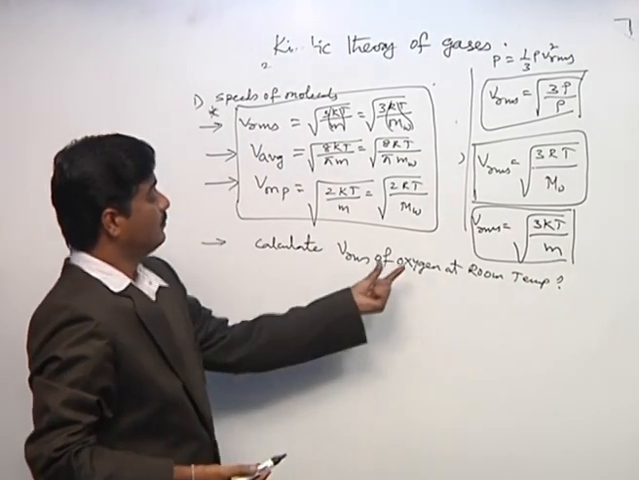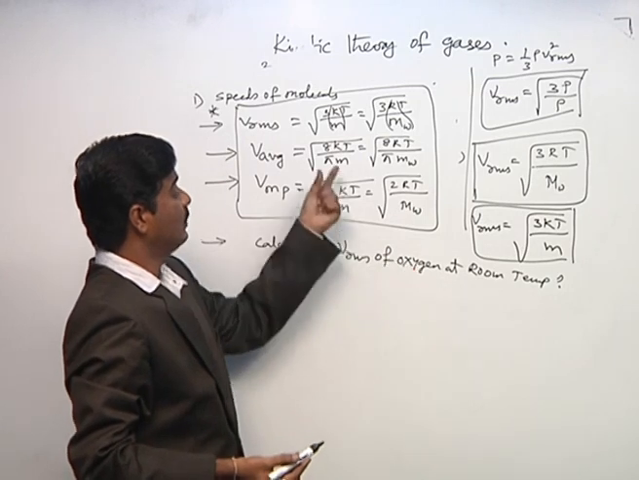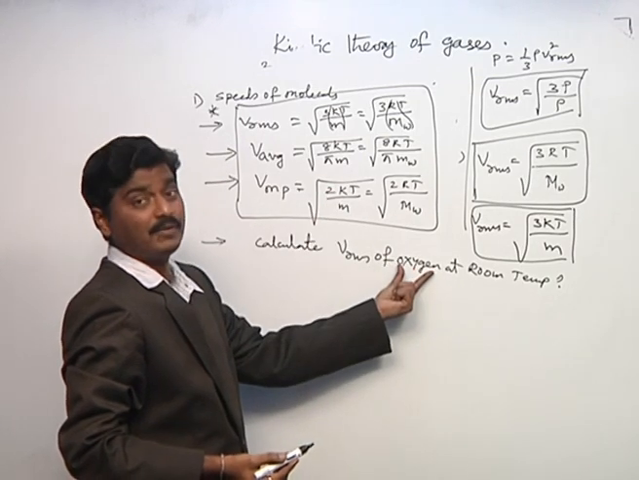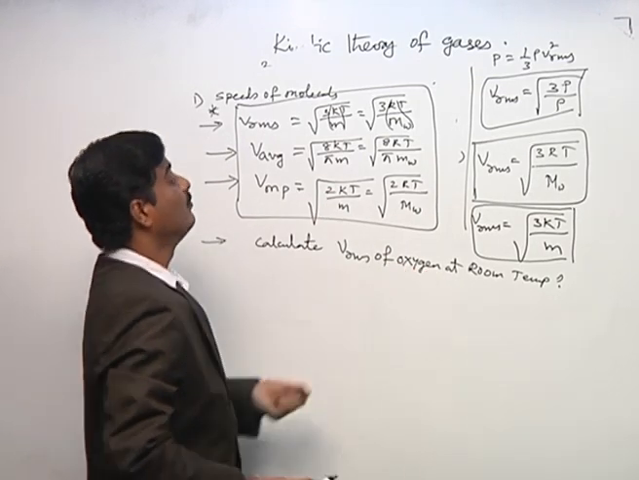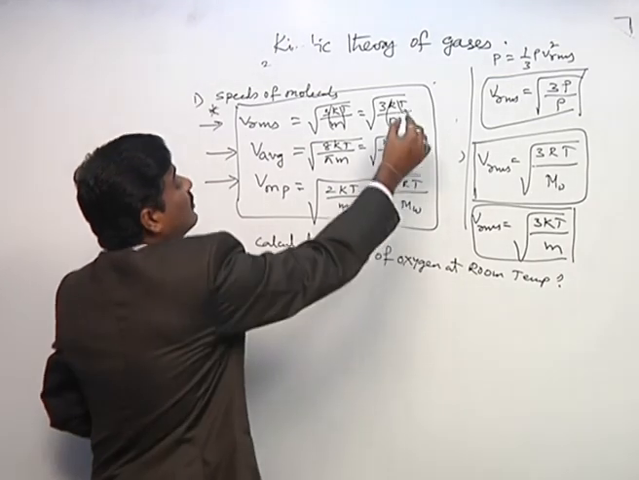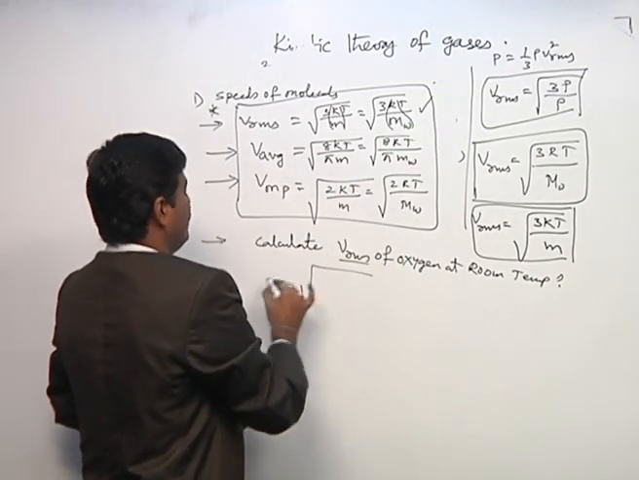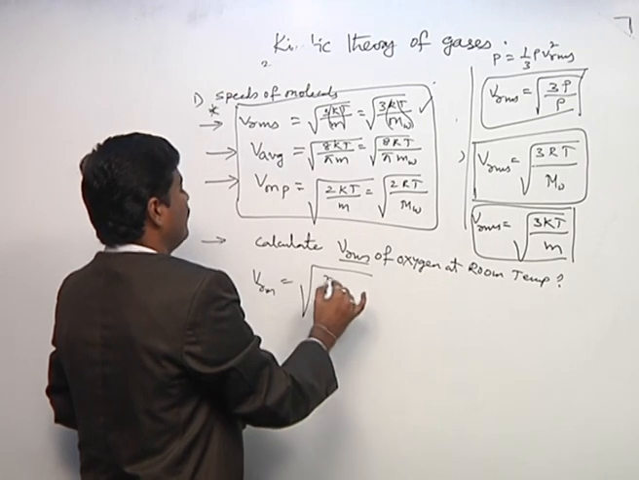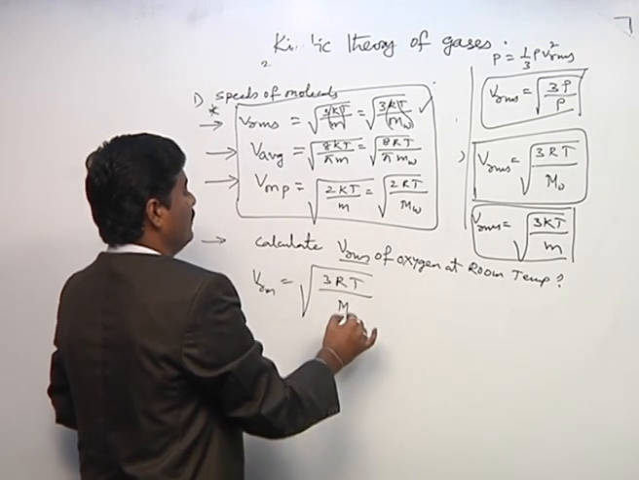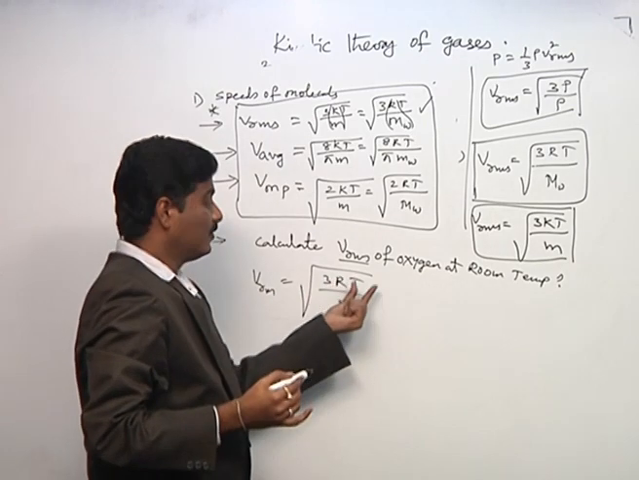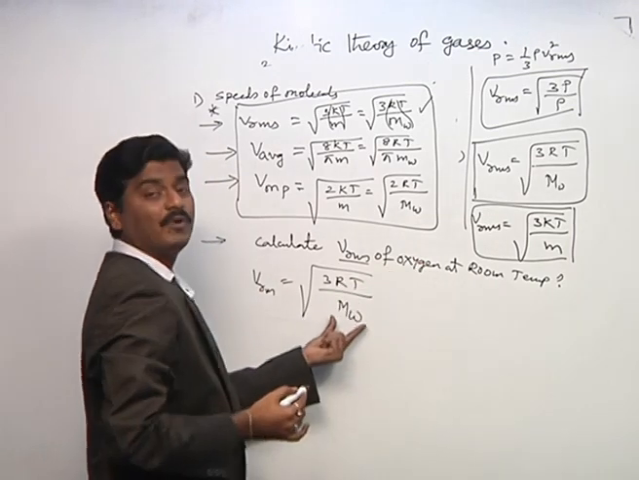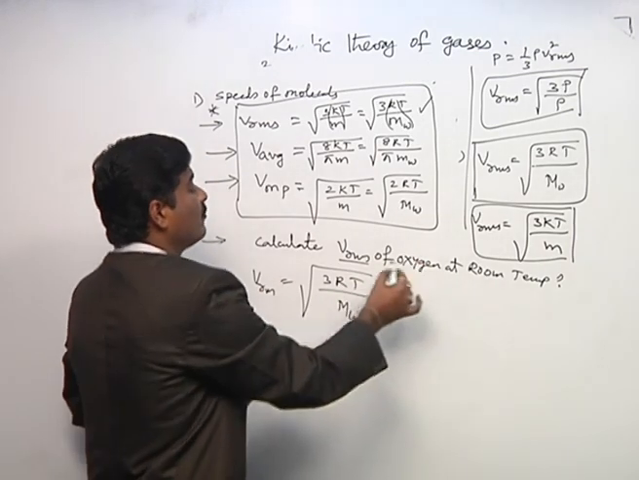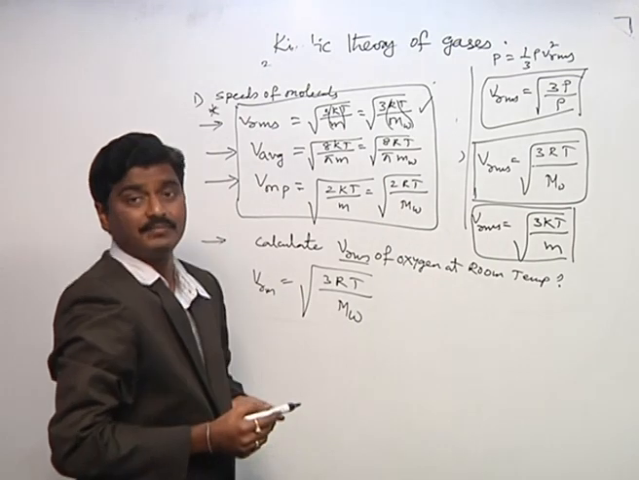Here the oxygen single molecule mass is not given, but we know the molecular weight of oxygen. Better we go with this formula by substituting, and V_rms is equal to the square root of 3RT by M_w. You substitute the R value, the room temperature is given, and the corresponding molecular weight. This way we have to find out the V_rms speed of the oxygen.